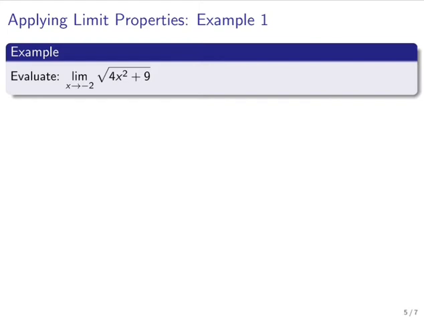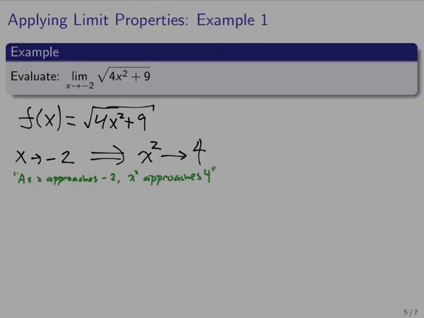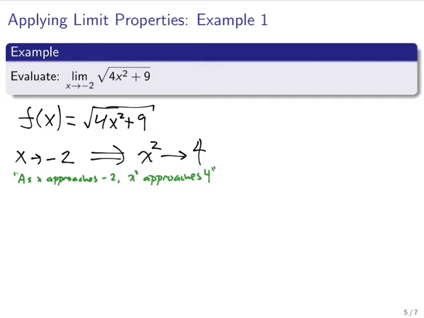Okay, so now let's apply these properties to a couple of examples. Here I have x approaching -2, and then here's my function on the inside. It's root 4x squared plus 9, and I'm going to think about reading this from the inside out, from the order of operations perspective. As x approaches -2, isn't it true that x squared will approach 4? And I'm using these arrows here to mean approach. So in symbols, what I just wrote down is what I wrote in green there in words, which says as x approaches -2, x squared approaches 4.